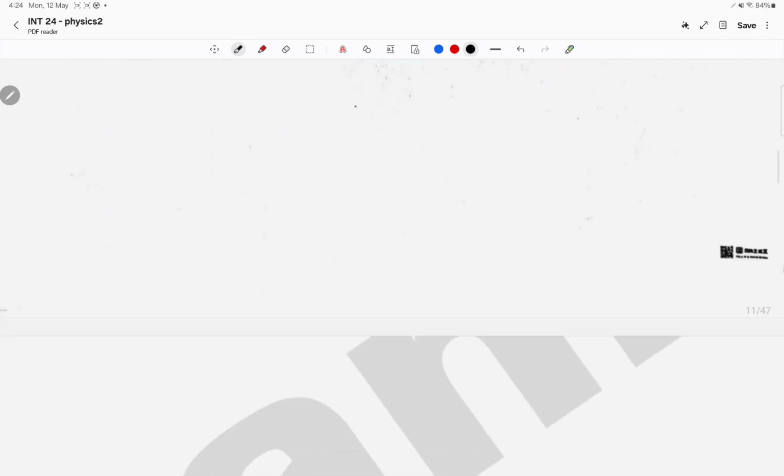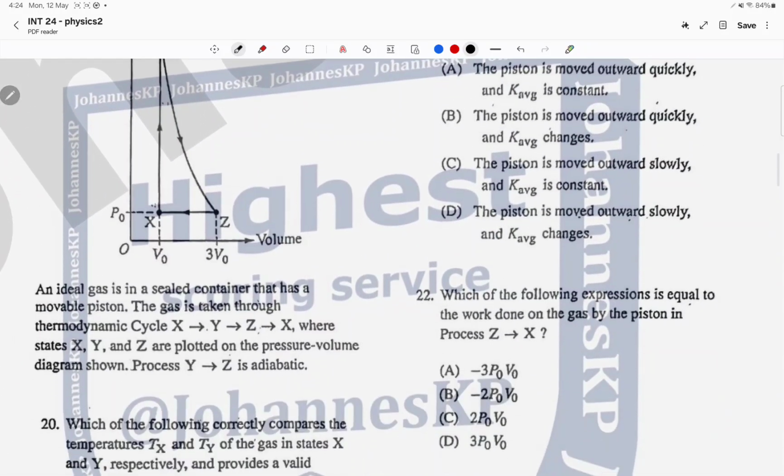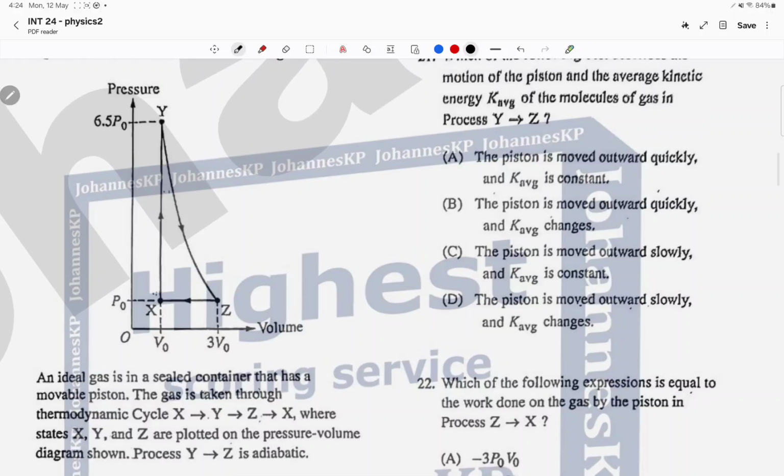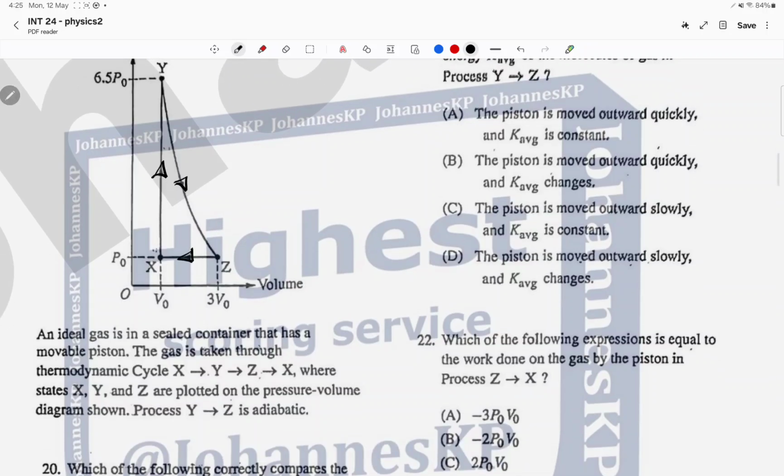19 not included. 20. An ideal gas is in a sealed container. The volume is constant. Leave that for a second. I don't think it matters. X to Y, then Y to Z, and then Z to X. Okay. But Y to Z is adiabatic. Do you know what that means, adiabatic?